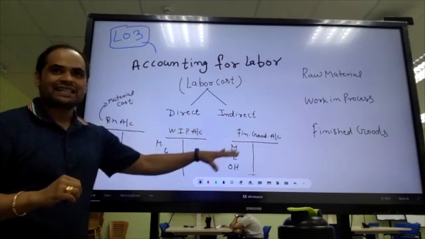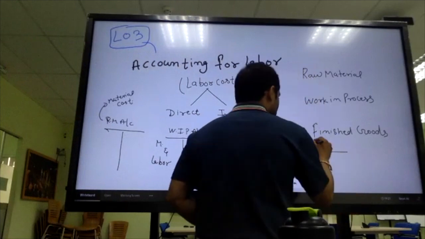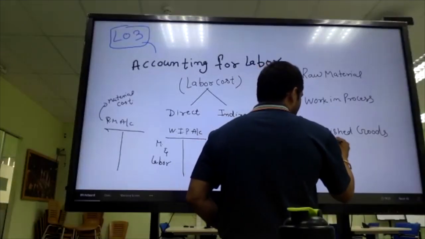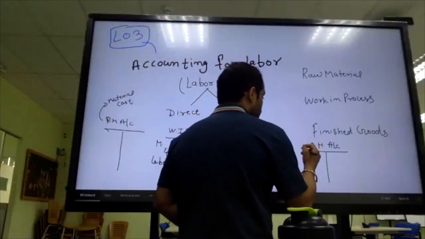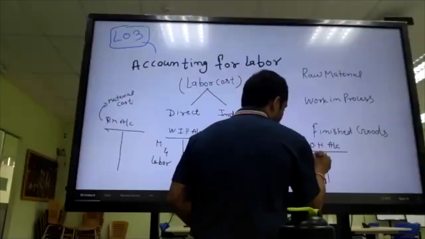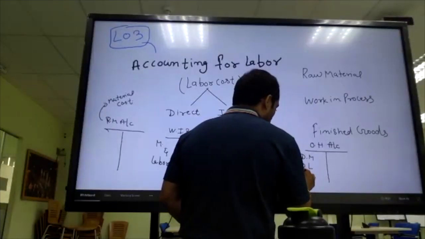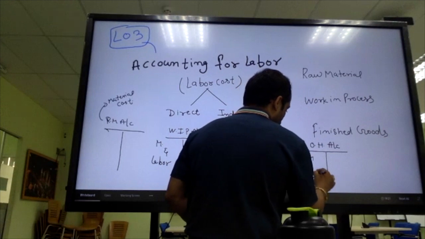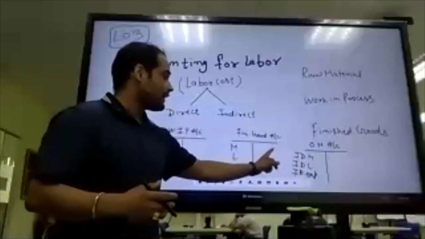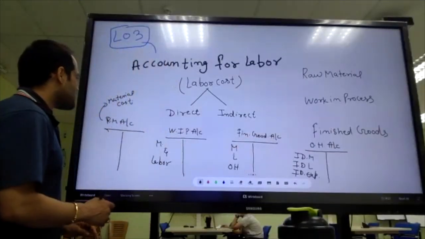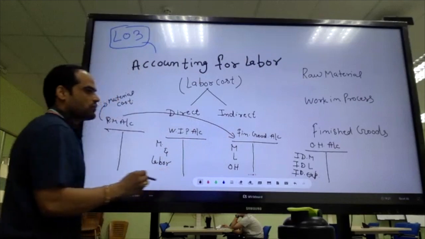Besides these T accounts, we prepare one more T account, which is an overhead account. Overhead account is about indirect material, indirect labor, or indirect expense or other expense. It provides information about indirect material, indirect labor, and indirect expense. So the idea is this cost will transfer to finished goods.